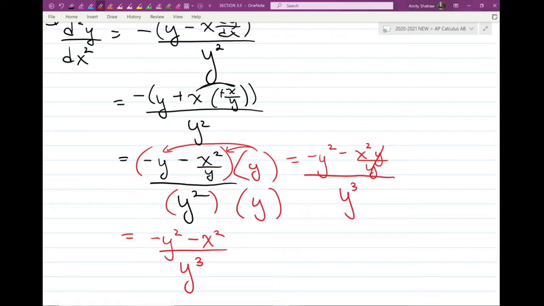Now, here's the question. Does your answer match my answer? It might not. And here's why. Because the way that you clear your fractions can cause you to end up having things that look slightly differently. You know what I mean? So what I want to say is that there is a chance that your answer, how do I say this?